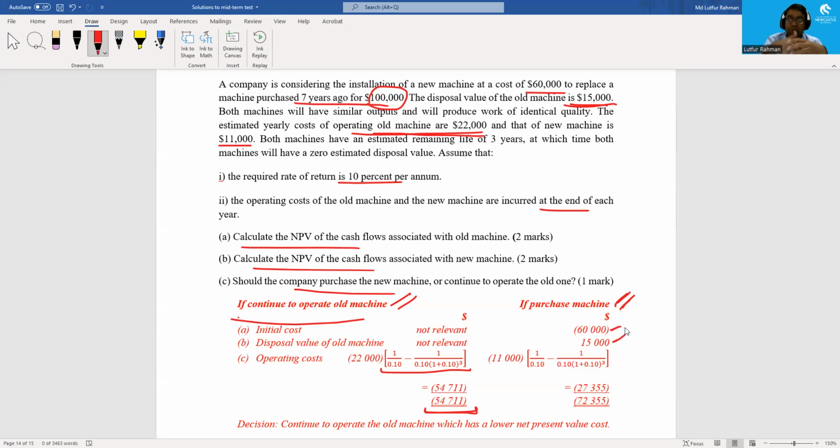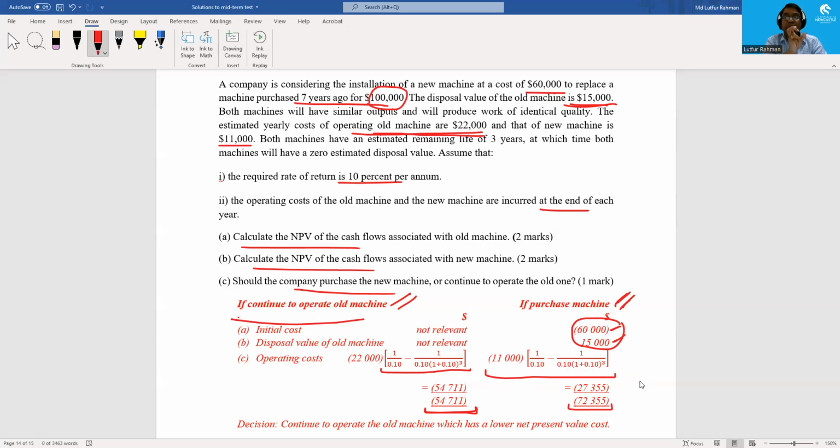$15,000 is the cash inflow that you receive from the sale of the old machine. And then you find out the present value of the operating cash flows. Okay. So these two are your initial cash flows, and this is the present value of your operating cash flow. And if you find it, you will see that it is negative $72,000. So you can see that these are the present values of operating cash flows, basically, or the present value of the operating cost.